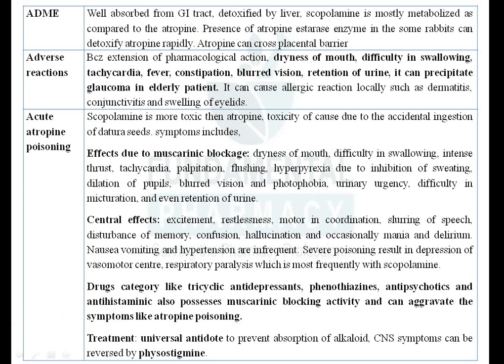You have to use universal antidote if it is ingested by mouth, to reduce the absorption of alkaloids. The symptoms of atropine poisoning can be reversed by physostigmine, the specific antidote. Physostigmine, remember, a question can be asked here.